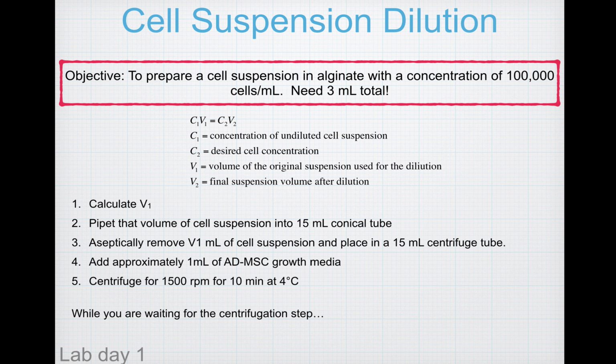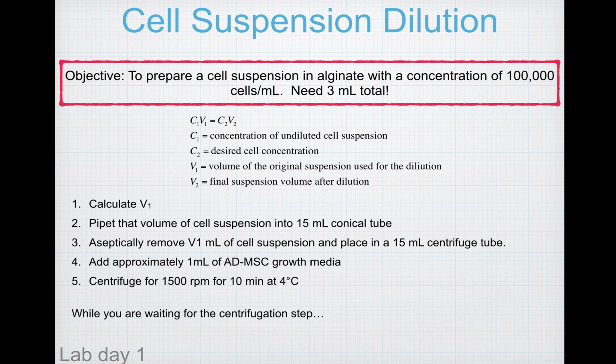You'll start this by doing the calculations, C1V1 equals C2V2, just like you did last time. Now you're solving for V1 here, the volume of cell suspension you need for the dilution. C1 here is the concentration you just found with the hemocytometer. C2 is the target, 100,000 cells per mil, and V2 is 3 milliliters.